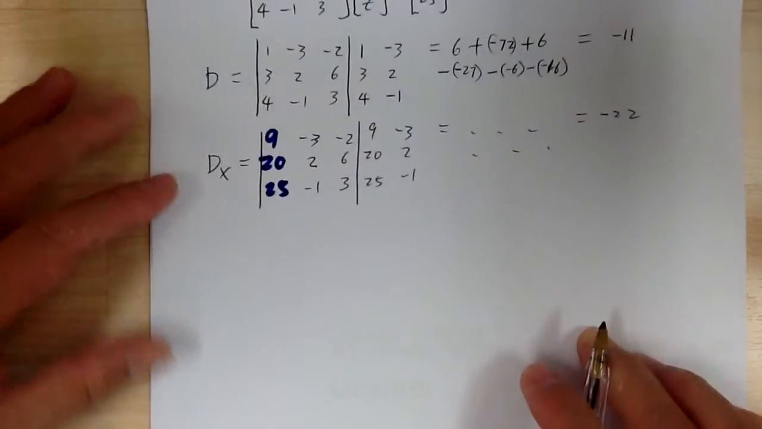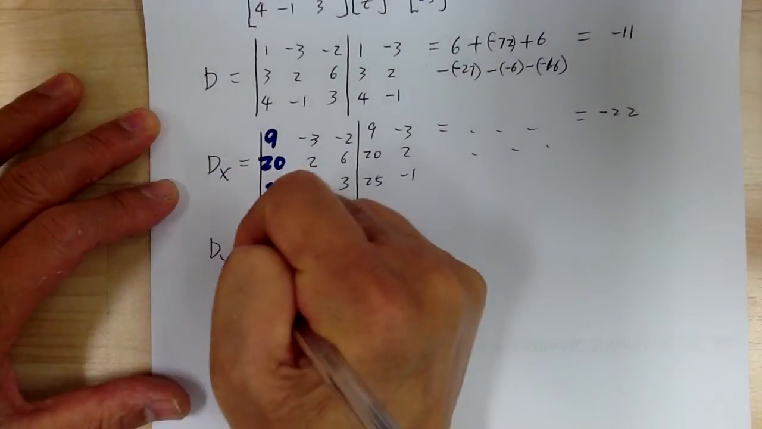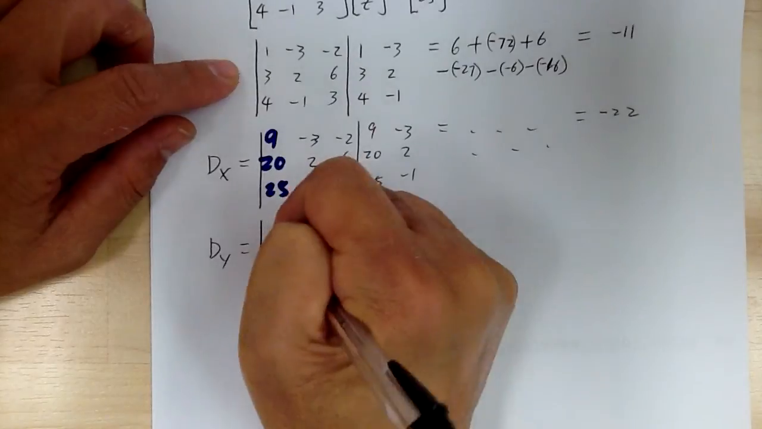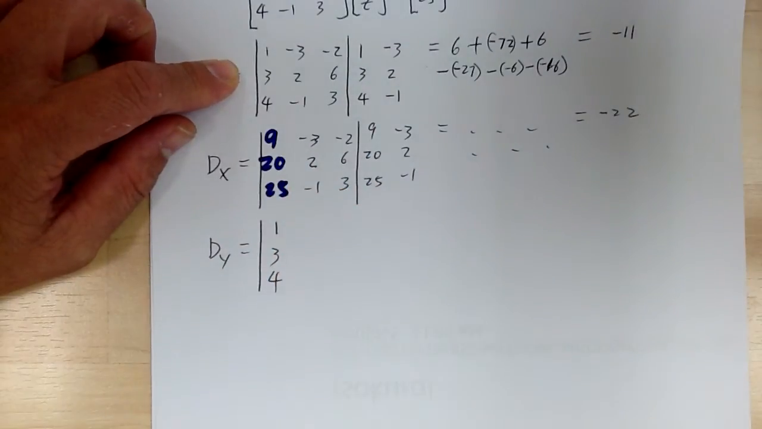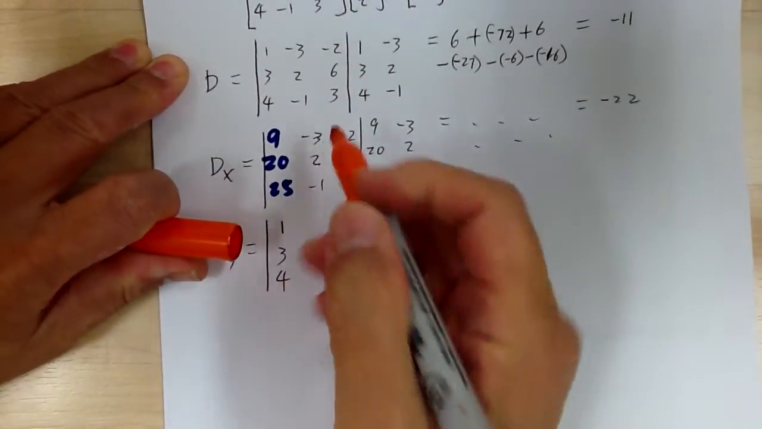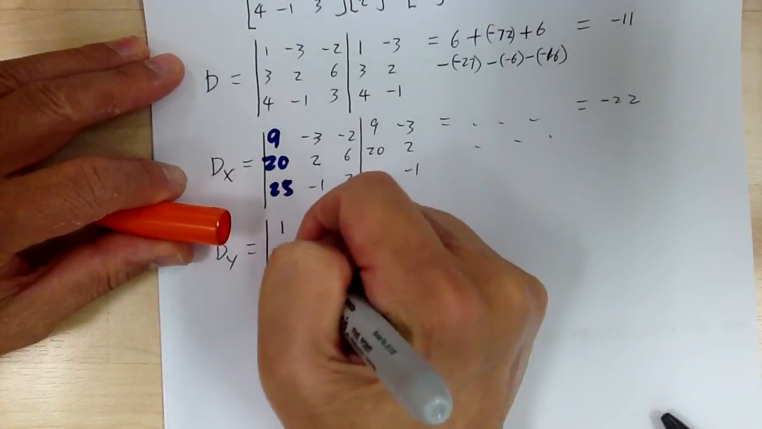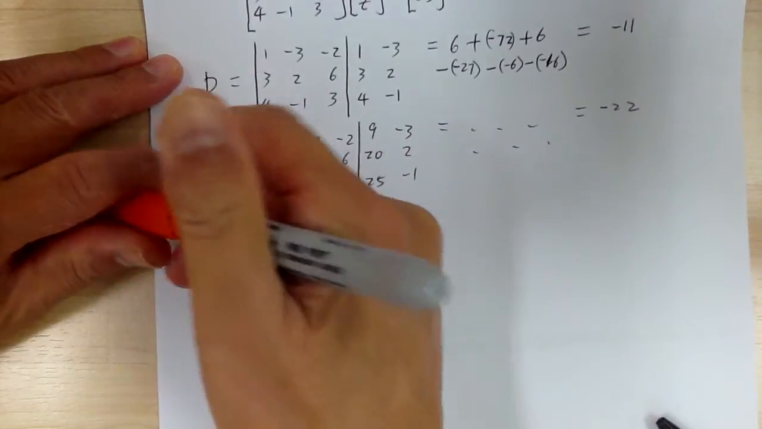Now to do d of y, you're going to do the same thing. Okay, but remember you have to put the x column back. So you got 1, 3, 4. Okay, and I'm going to use a different color. This one is probably easier to see. So you're going to get 9, 20, 25.